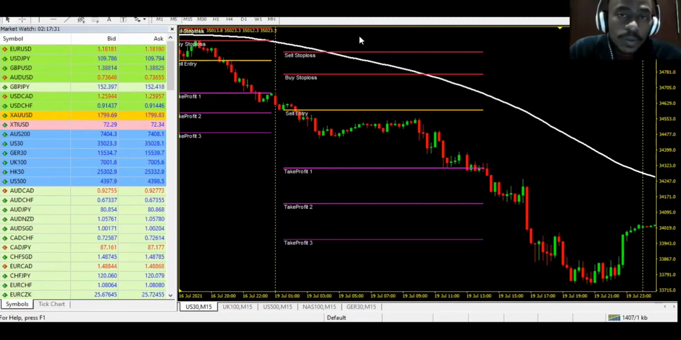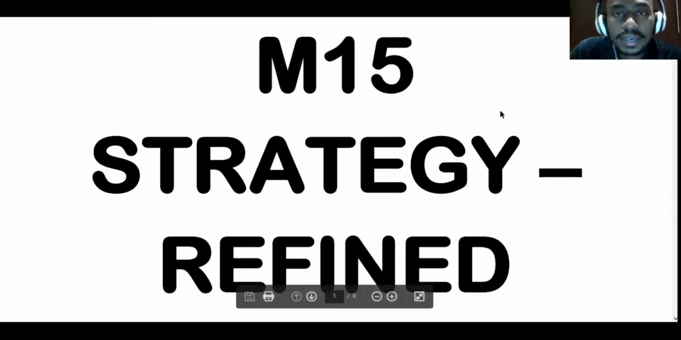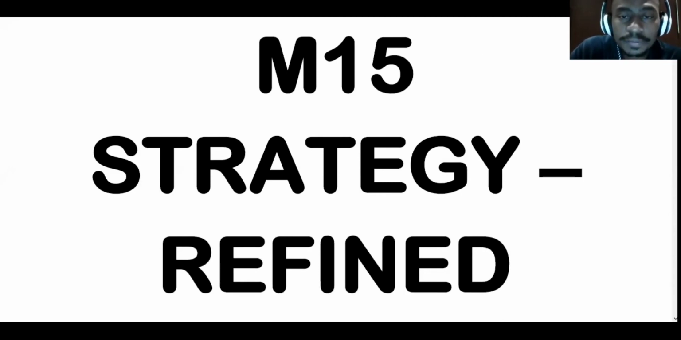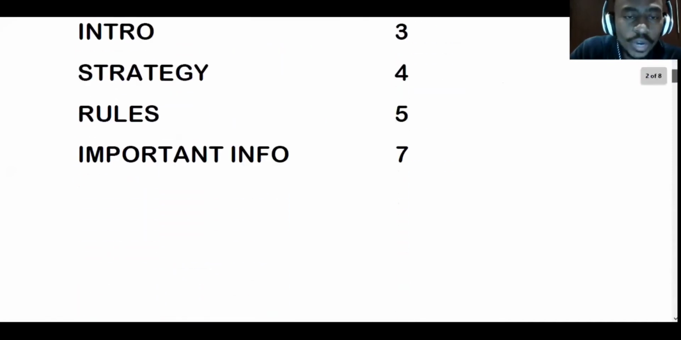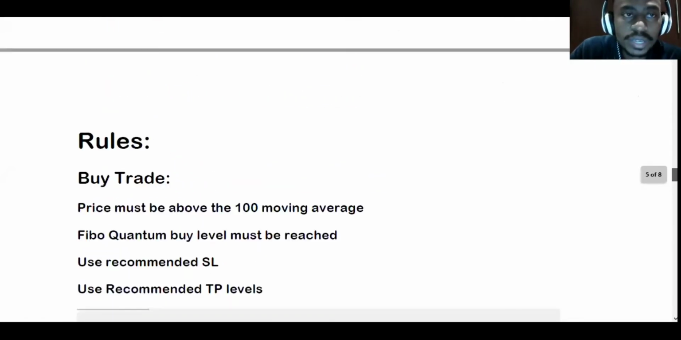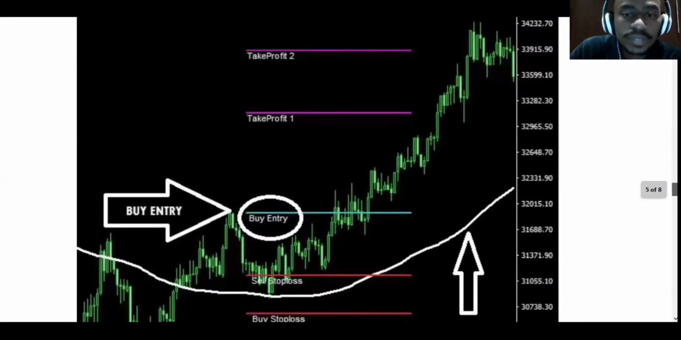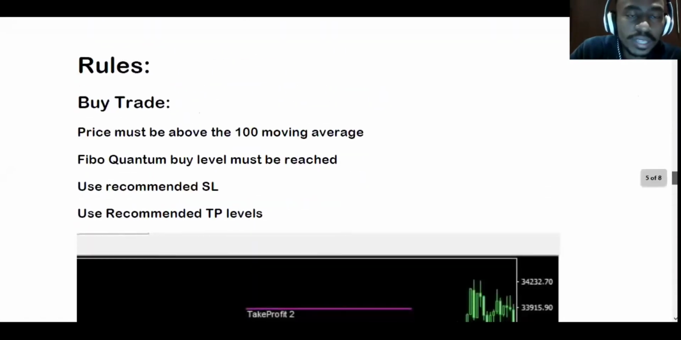So that we're all on the same page, I'm going to show you an extract from my PDF of the strategy. It's the 15-minute strategy, and I'm basically going to show you what I look for when I'm trying to find buy or sell trades. This is the example of a buy trade. These are the rules right there. They're very simple rules that I follow to find some pretty good trades.